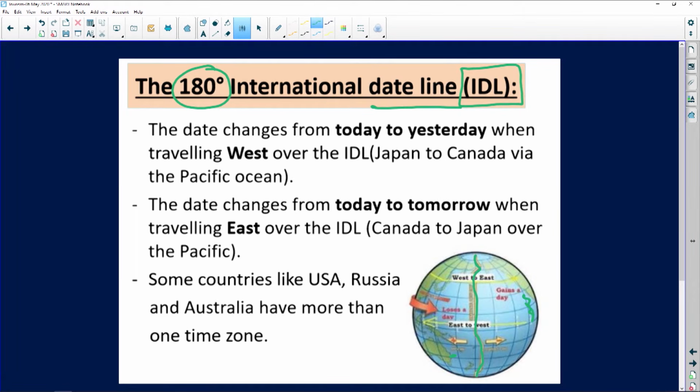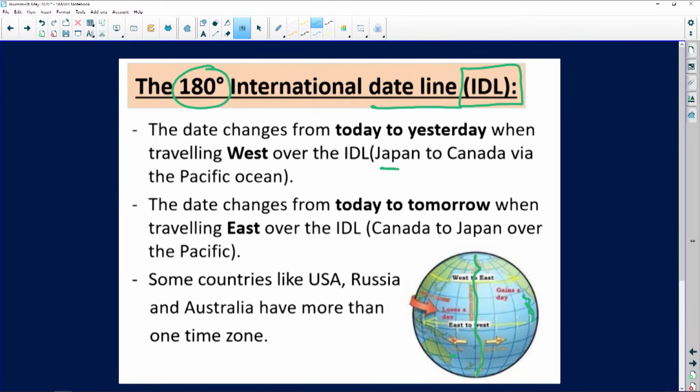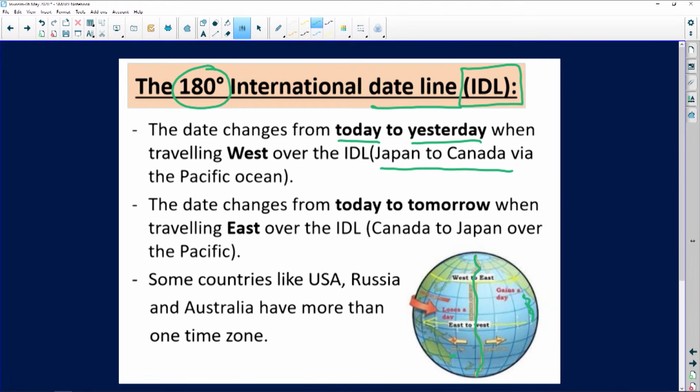So basically what you need to understand of the international date line is that if you travel across the international date line, the date changes. For example, if we travel from Japan, which is in the east, to Canada, and this is via the Pacific Ocean, our biggest ocean on the planet, then the date will change from today to yesterday. So basically, you've time travelled when you look at dates, although time traveling is not possible in my opinion. All right, so you have literally gone from today to yesterday when you travel in a western direction.